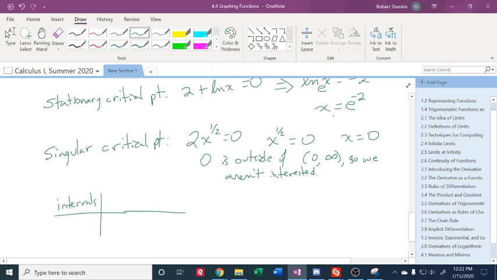So e to the negative 2 is the same as 1 over e squared. e is about 2.7, so roughly 3. So this is about maybe 1/8, 1/9, something like that, a small fraction. So the intervals are from negative infinity to 1 over e squared, and then from 1 over e squared to infinity.